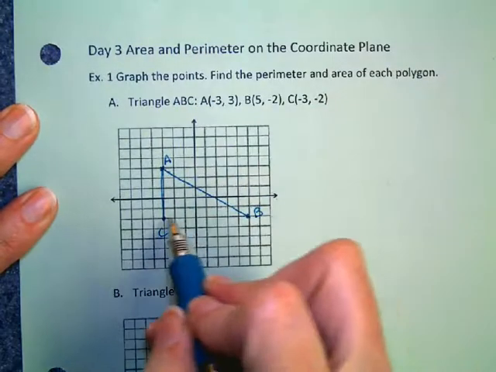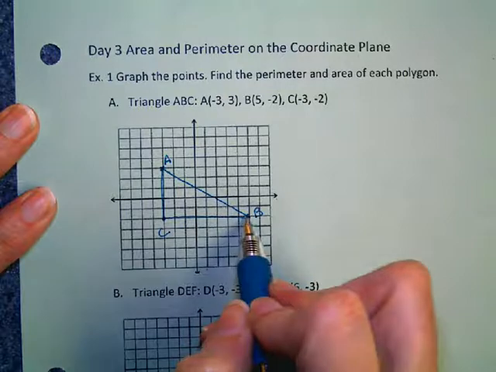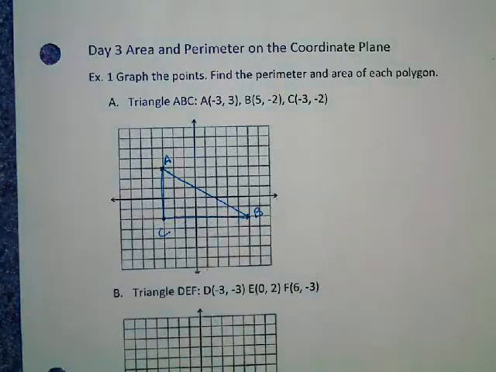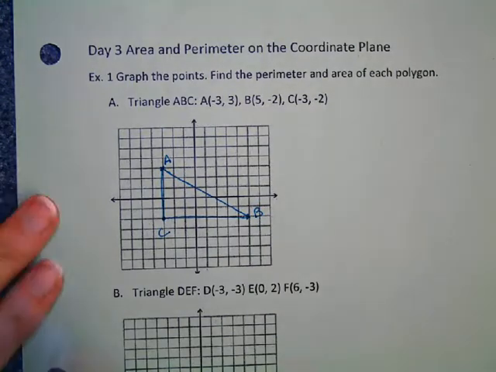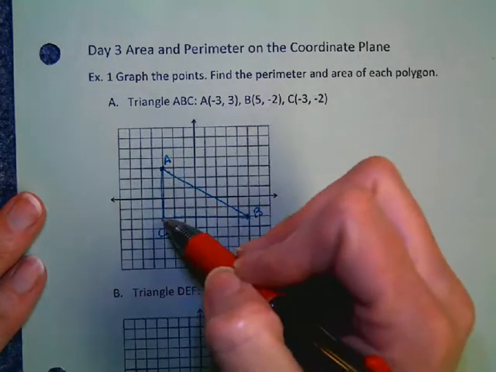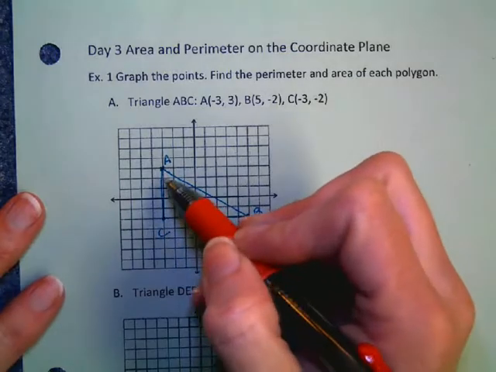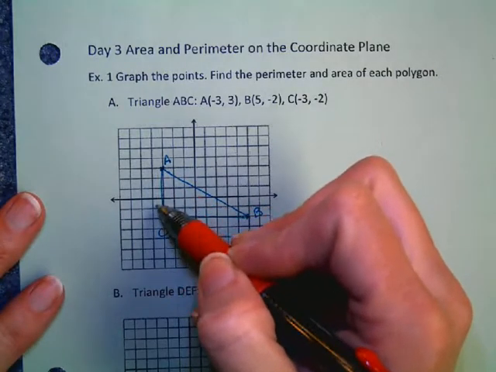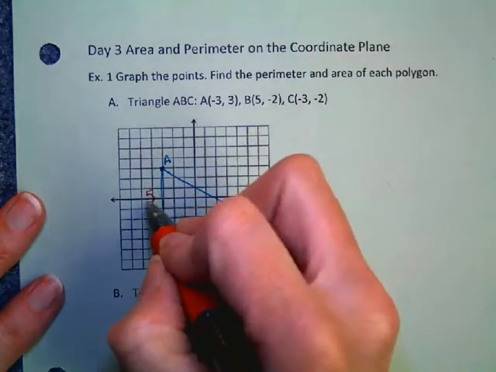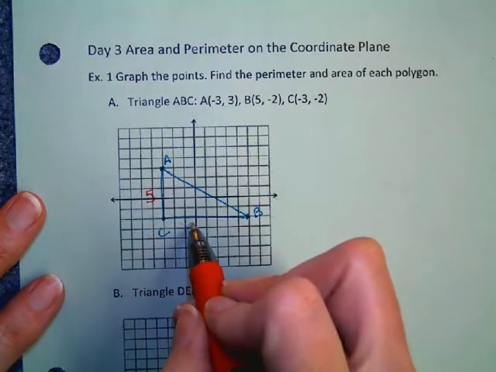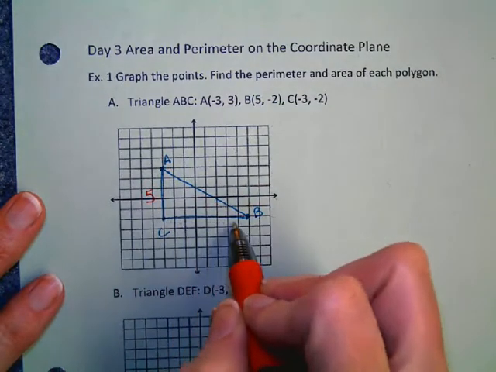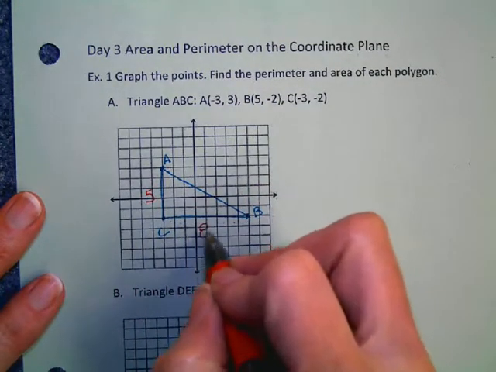To find area and perimeter, if you have any straight vertical or horizontal lines, you can just go ahead and count the boxes versus using the distance formula or Pythagorean theorem. The distance from A to C, we could use that, or let's just count our boxes. 1, 2, 3, 4, 5. So this has a length of 5. 1, 2, 3, 4, 5, 6, 7, 8. This has a length of 8.